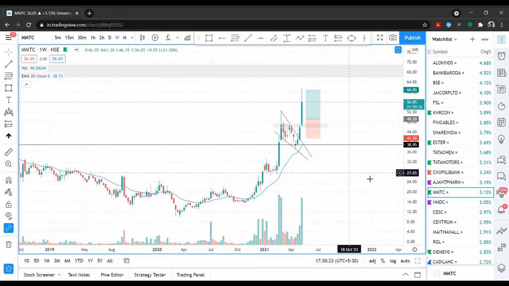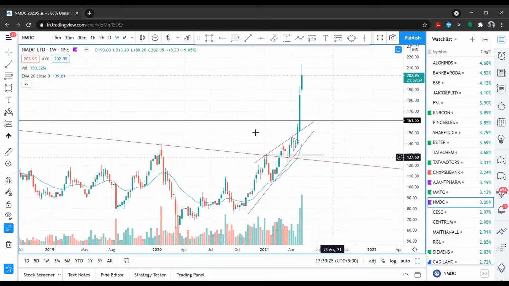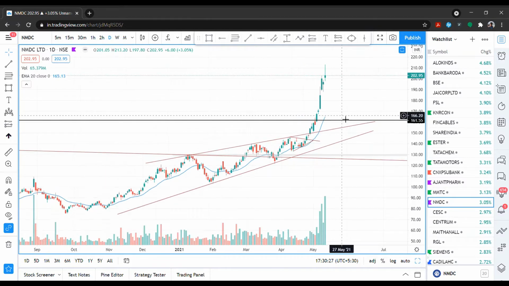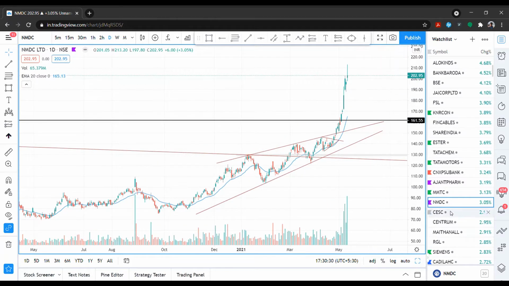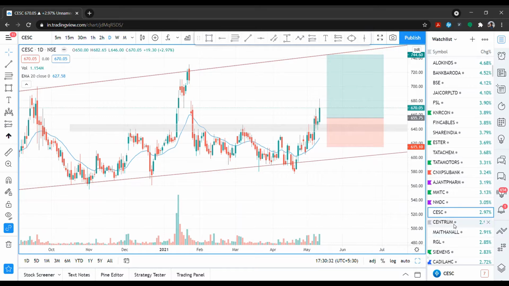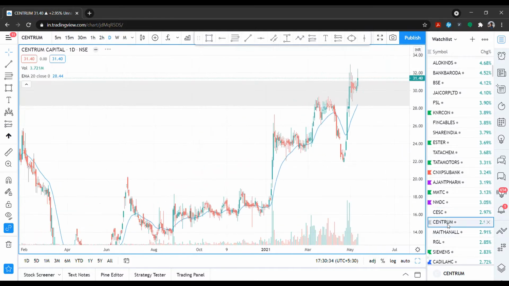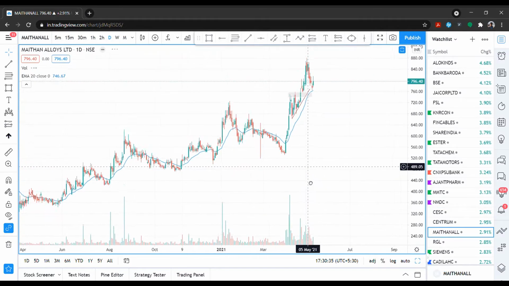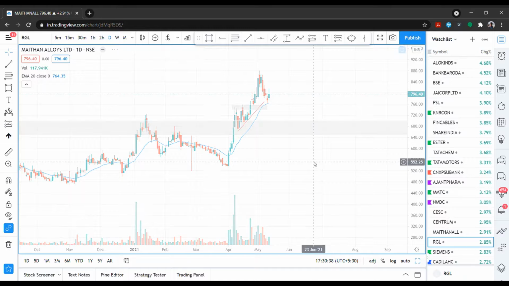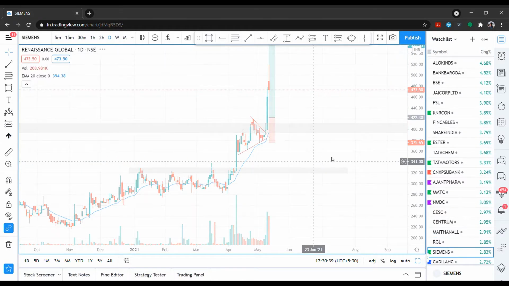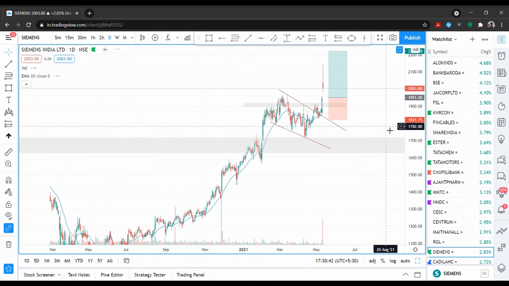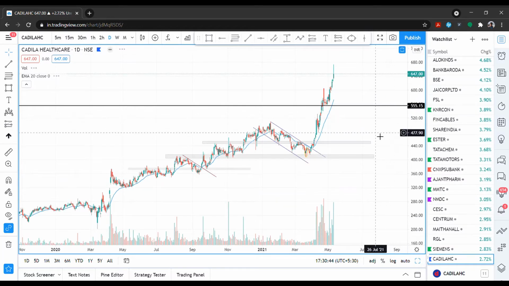So let's see if we could see some break and retest patterns, or if we could spot some break and retest patterns. So let's see.